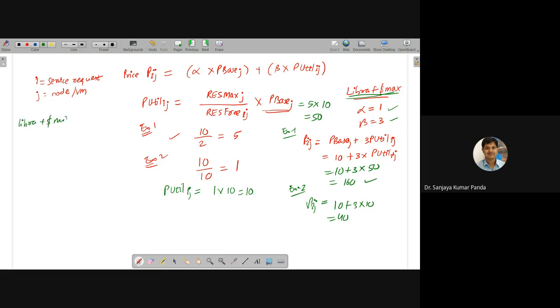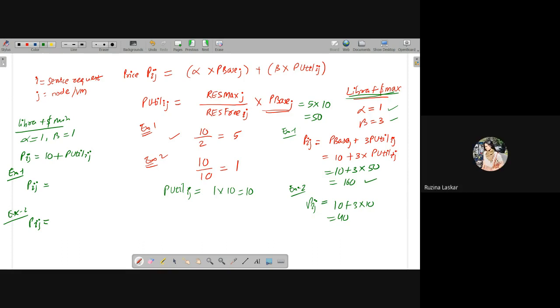dollar minimum, where alpha value is equal to 1, beta value is also 1. So if I calculate Pij, it is 10, the base price, plus the P util of ij. Right? So in example 1, how much will you get? In example 2, how much will you get? Tell me the Pij value.